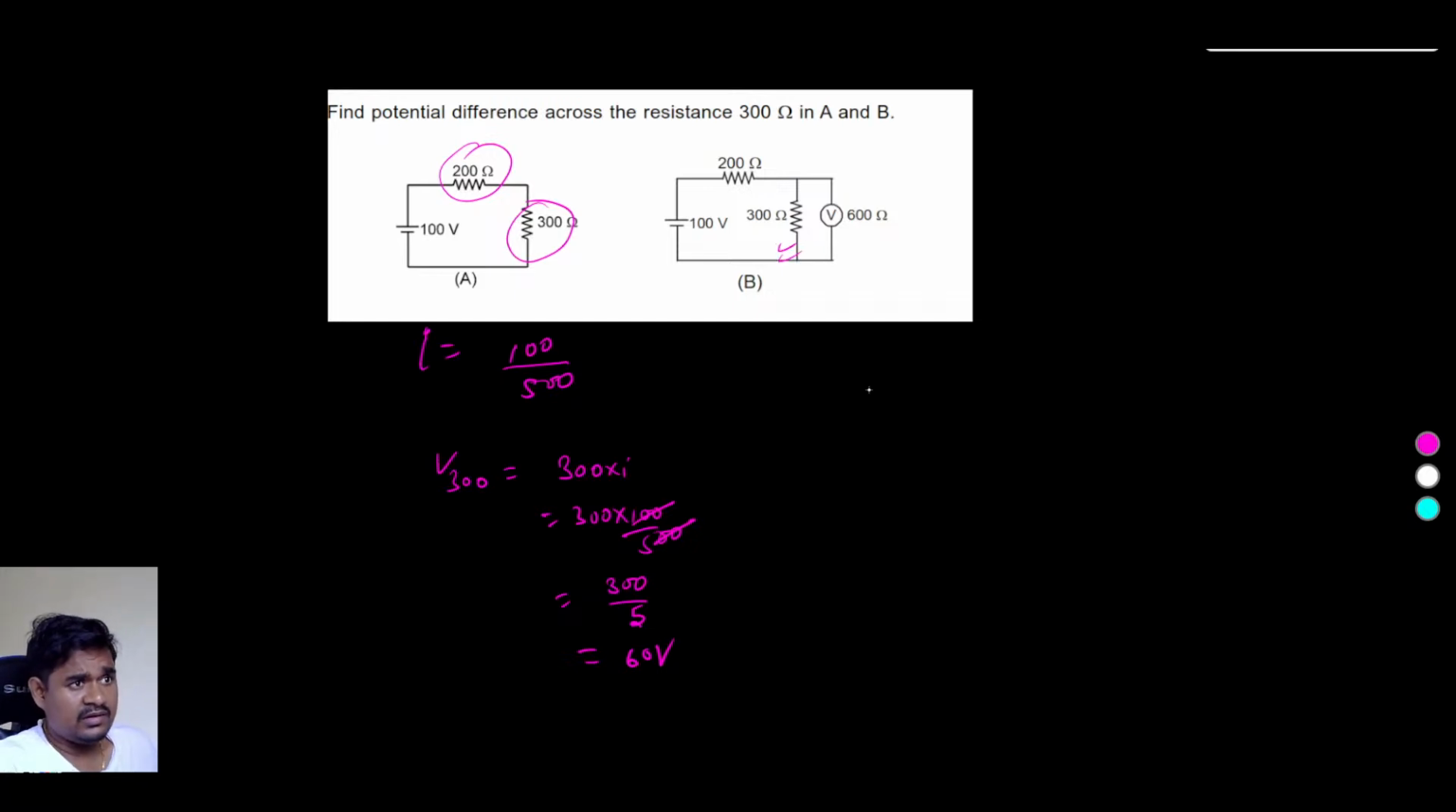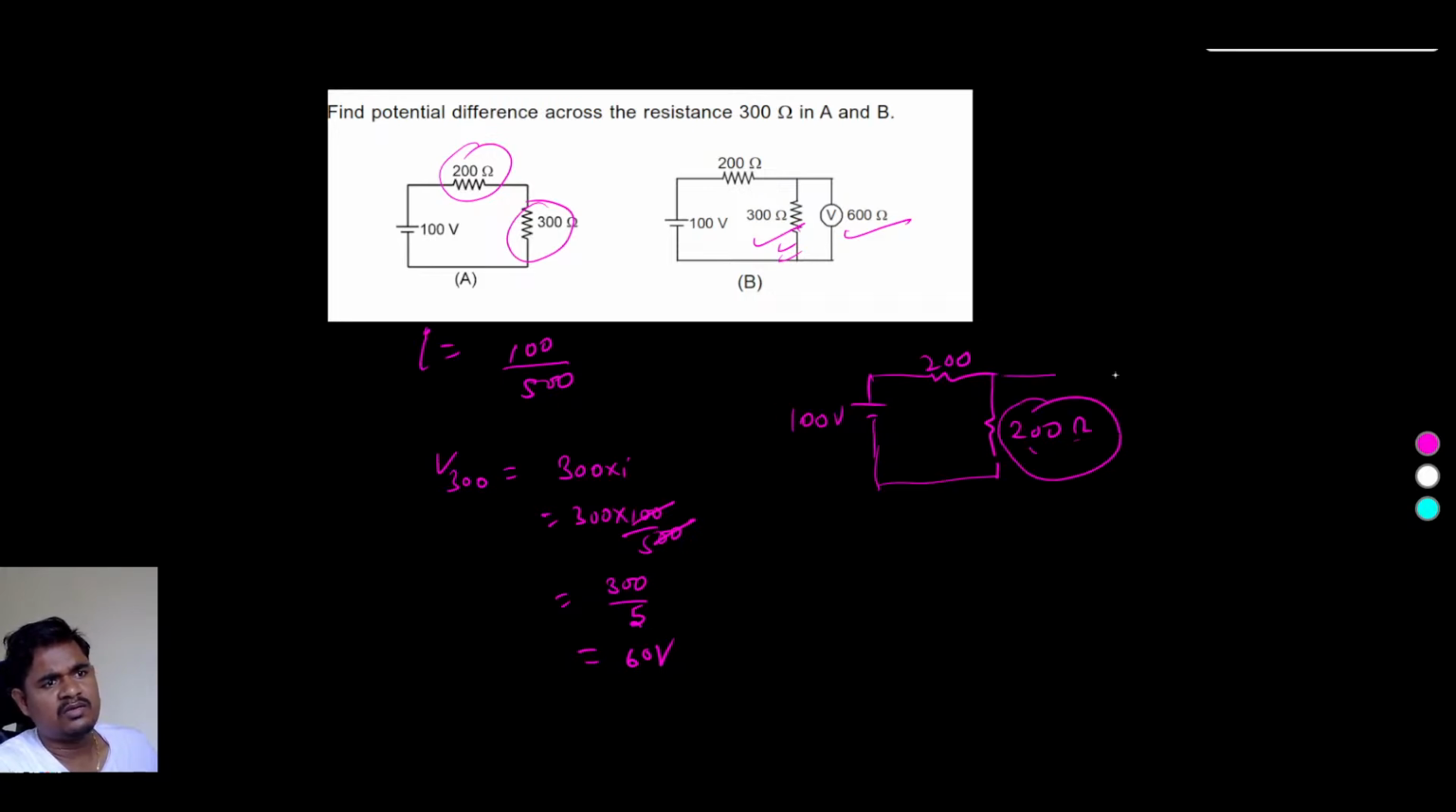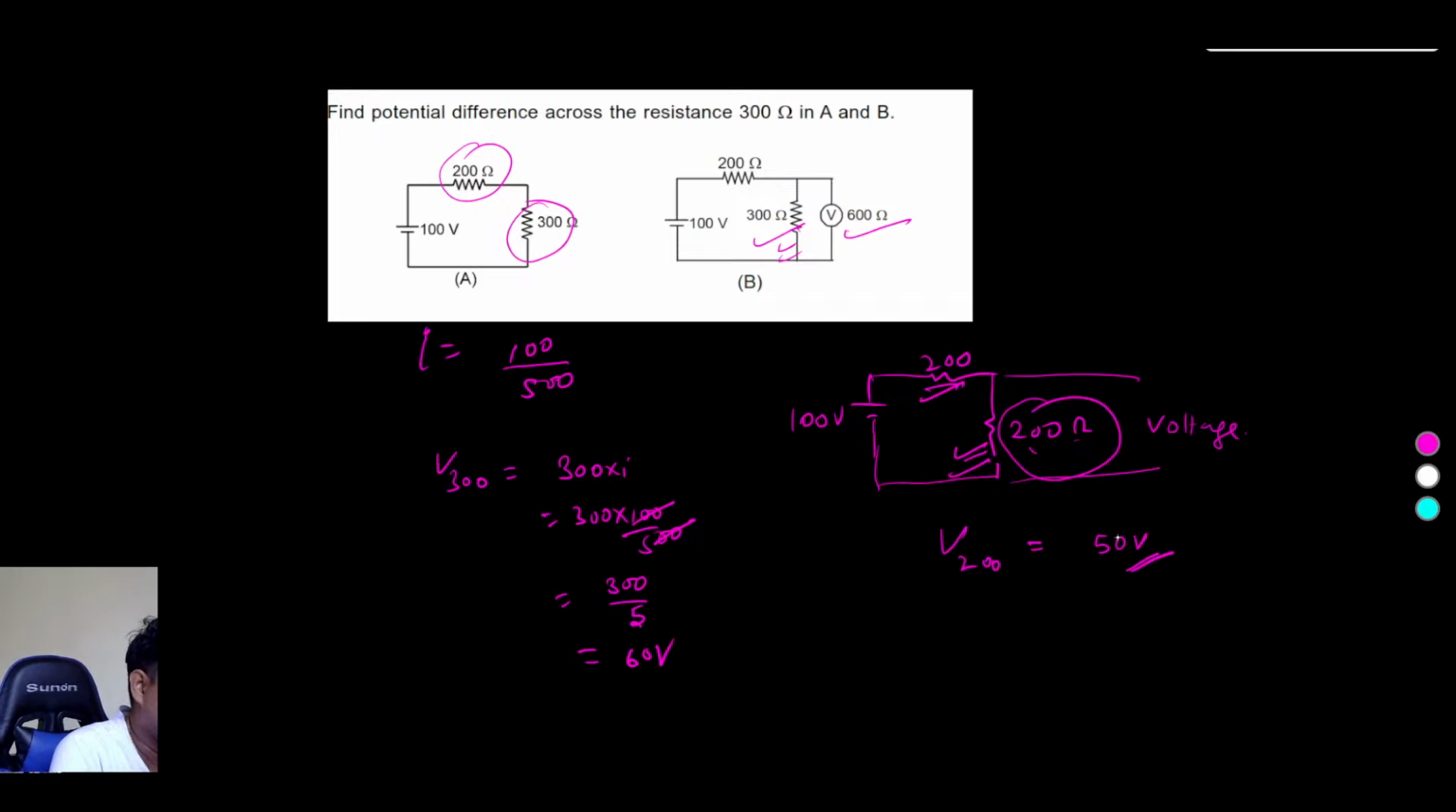But for this case, if you draw the circuit, this is 100 volt, this is 200, and this is 300, and 600, which will become 200 again. So if you calculate the voltage across 200, because both are equal resistances, a 50% drop will be here and a 50% drop will be here. So V across 200 will be 50. You got this, everyone?